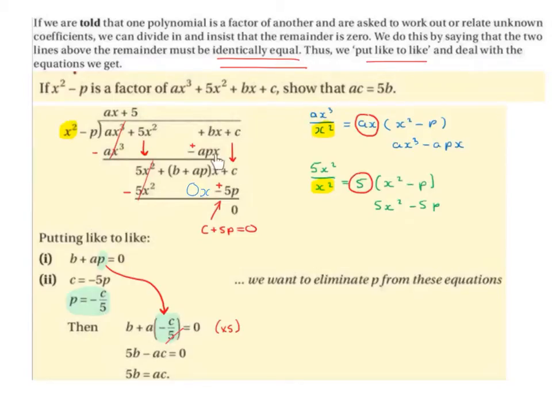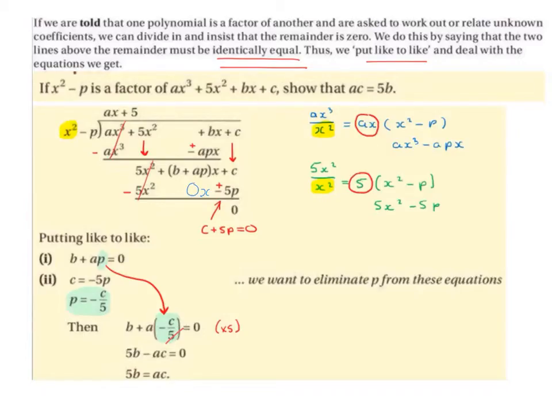Because remember, we're not interested in the x's anymore. We've matched these up now. So all we want to do is work with the a, the c, and the b, because ultimately we're trying to show that ac is equal to 5b. So we're going to let b plus ap equal 0, because they're both stuck on in front of the x. And then we're going to let c equal minus 5p. So c equals minus 5p.